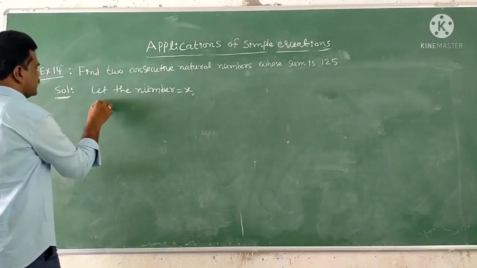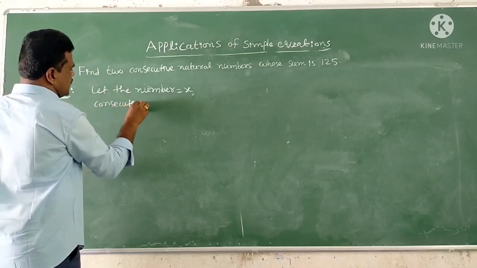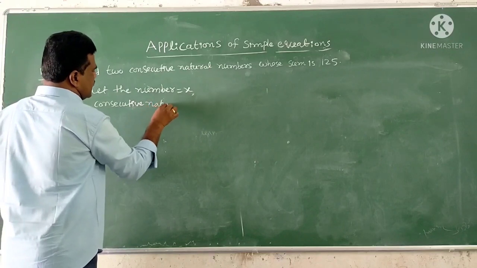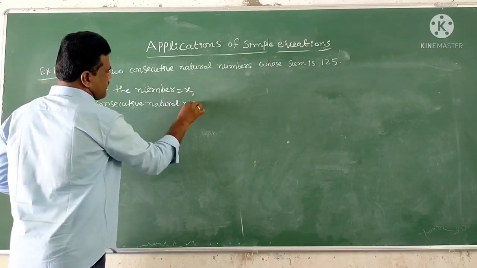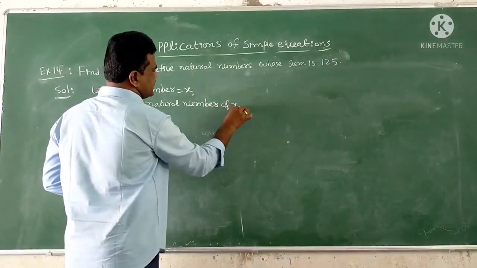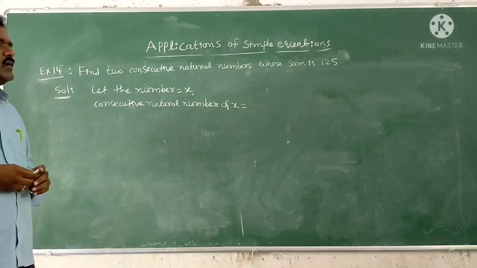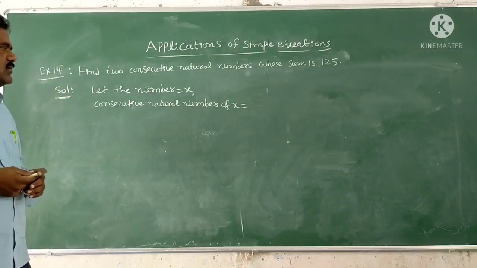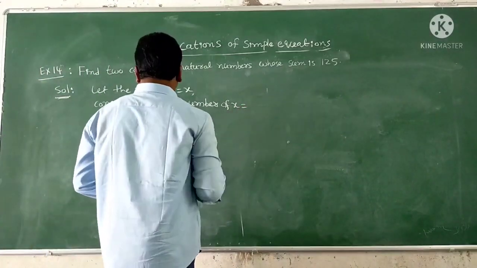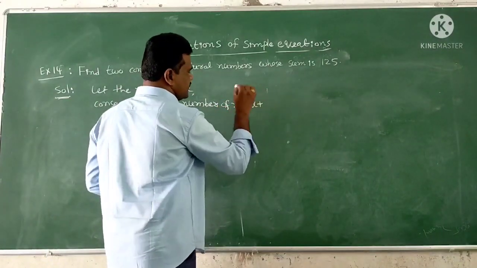Consecutive number means next number of the given number. That is, the consecutive natural number of x means x plus 1.